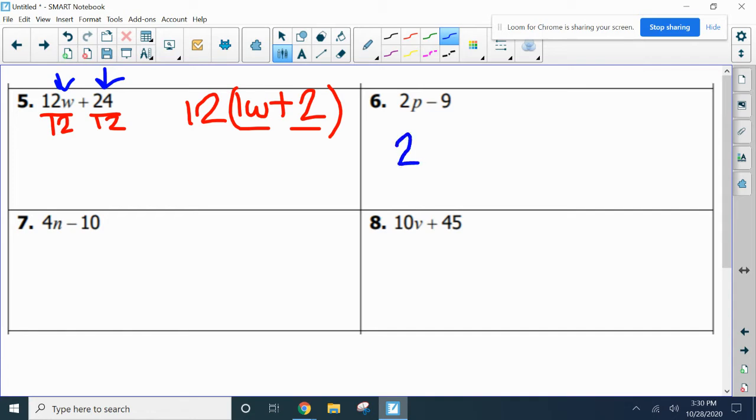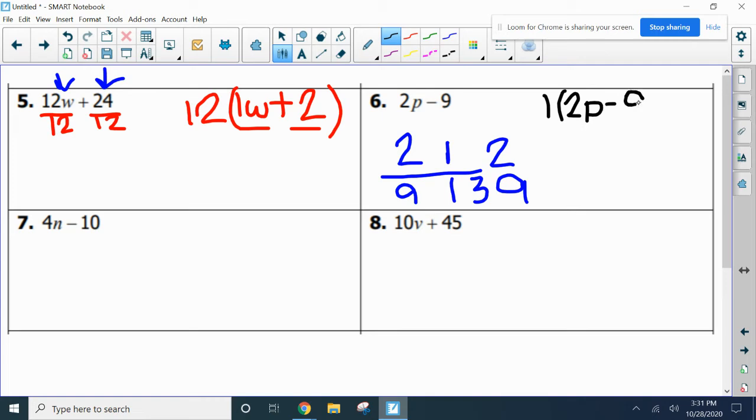All right, so then we're going to go ahead and look at 6. Let's go ahead and make a factor table. I have 2, and I have 9. I know 1 and 2 multiply to give me 2. I know 1 and 9 multiply to give me 9. And 3 times 3. So our greatest common factor is 1. Because there is nothing that I can pull out of both of those. So I'm going to leave it as 1 times 2p minus 9.